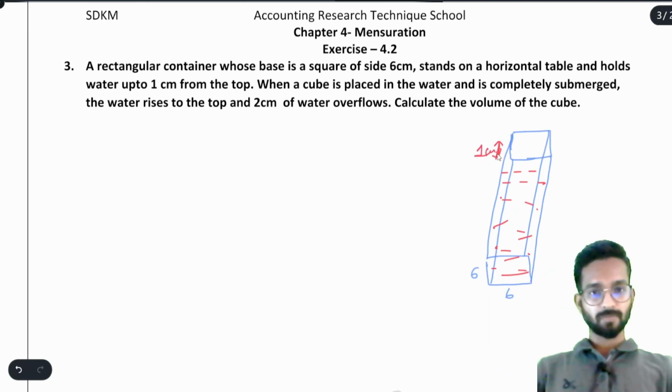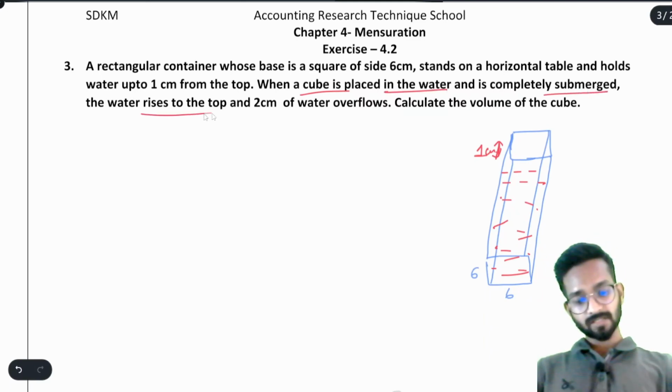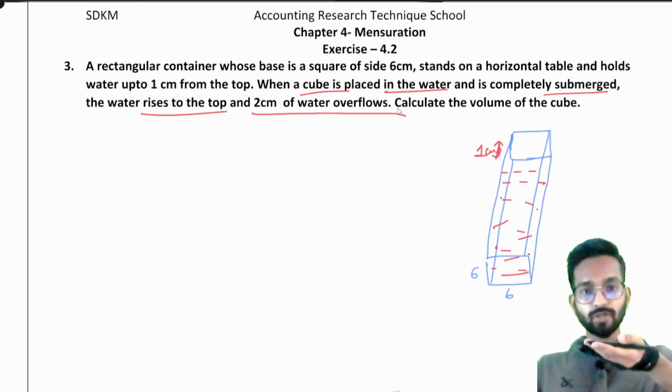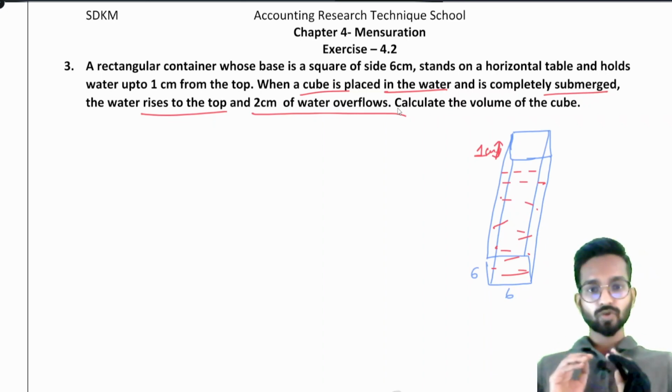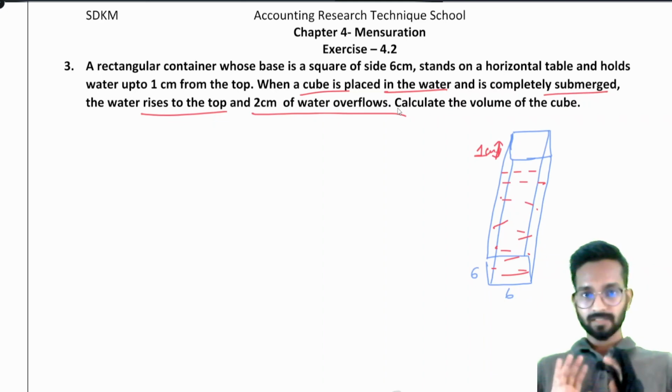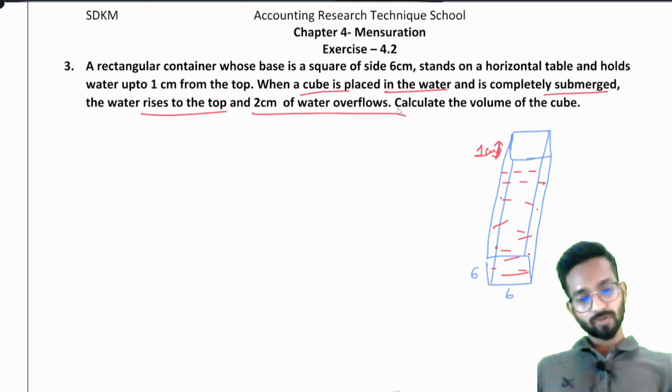1 centimeter is blank. When a cube is placed in the water and is completely submerged, the water rises to the top and 2 centimeter of water overflows. Now understand, the water rises to the top and 2 centimeter overflows. It means totally how much water is rising? You can understand the water is rising 3 centimeters. Okay, we have to calculate the volume of the cube.